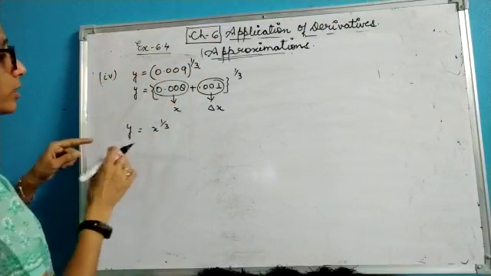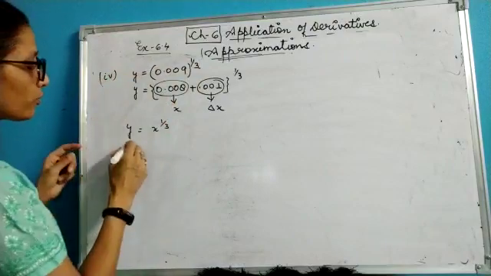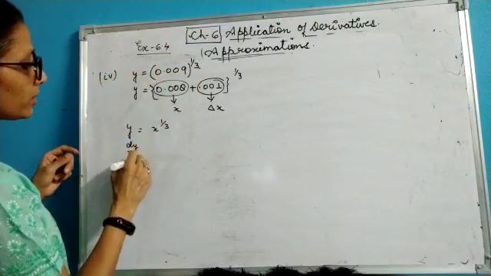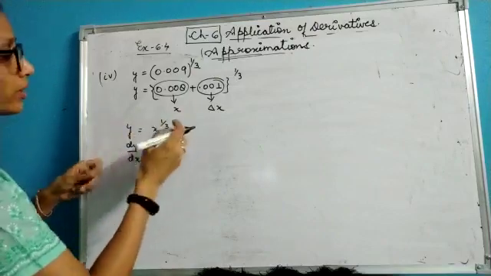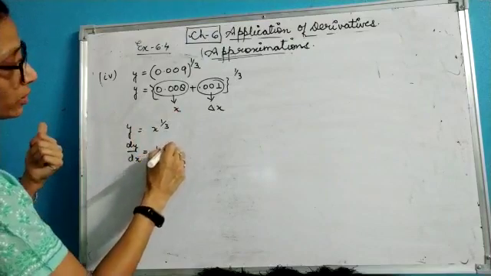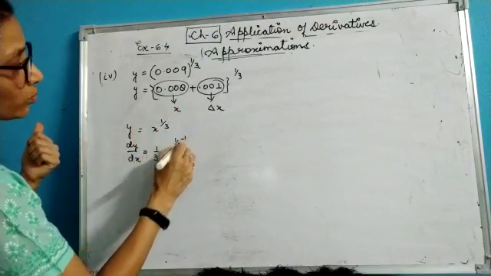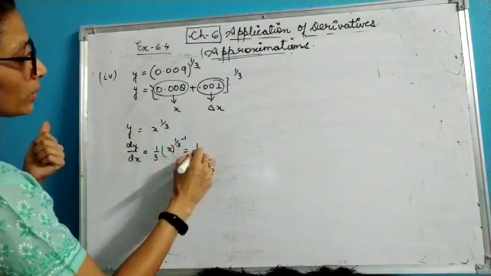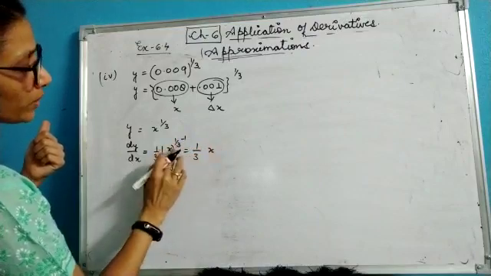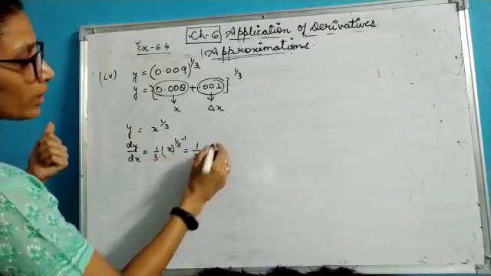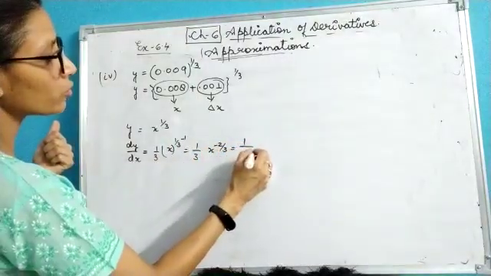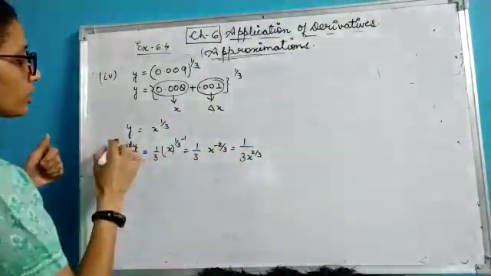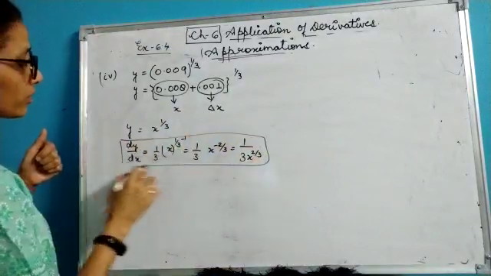Now children, I need to calculate the derivative first of all. So dy by dx will be equal to, this is x raised to power n, so n into x raised to power n minus 1, which gives me 1 by 3 x raised to power, this will be minus 2 by 3. So I can write this as 1 by 3 x raised to power minus 2 by 3. So this is the value of dy by dx over here.